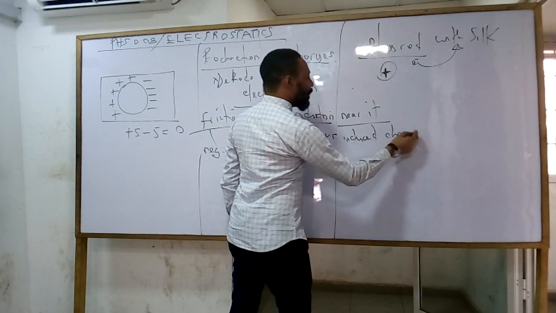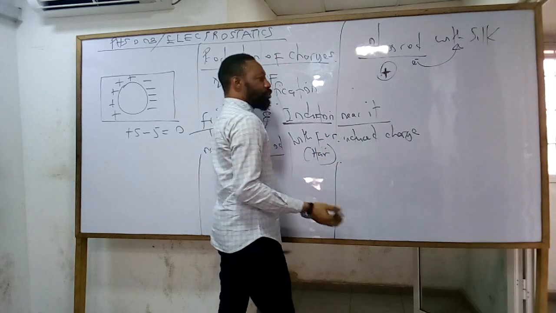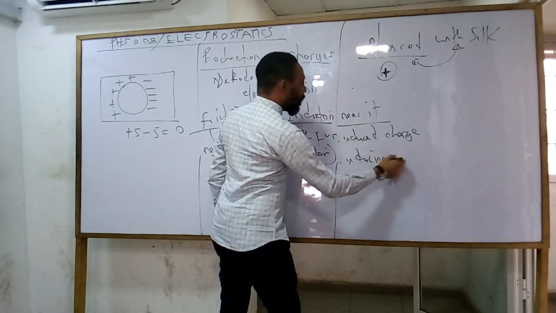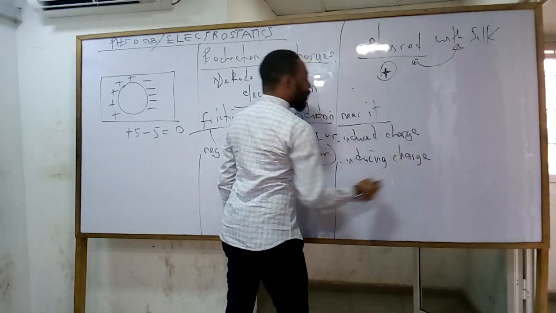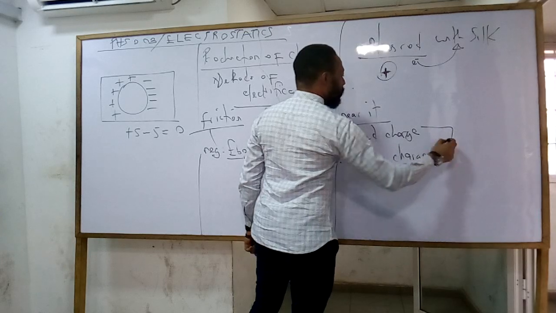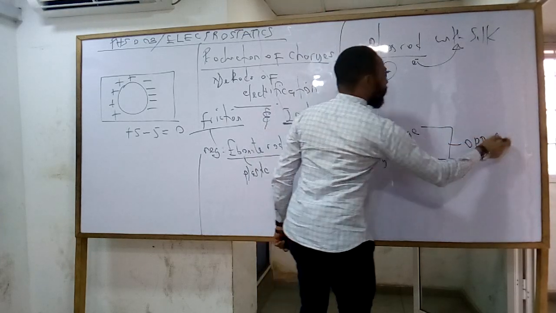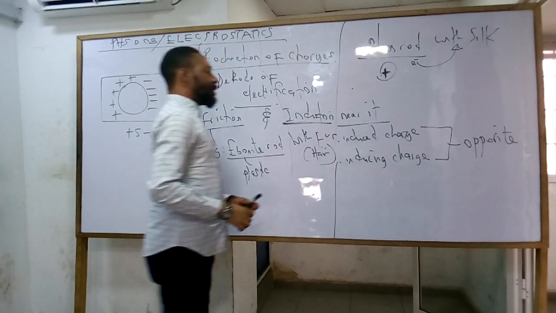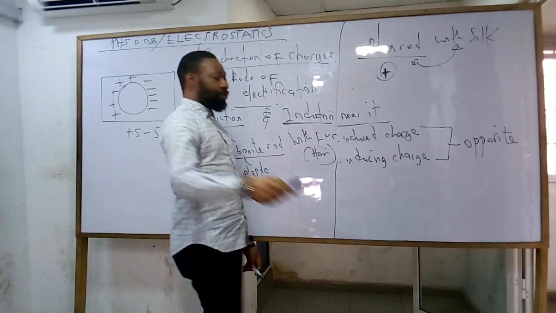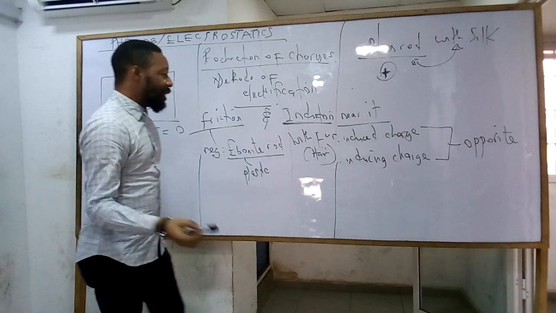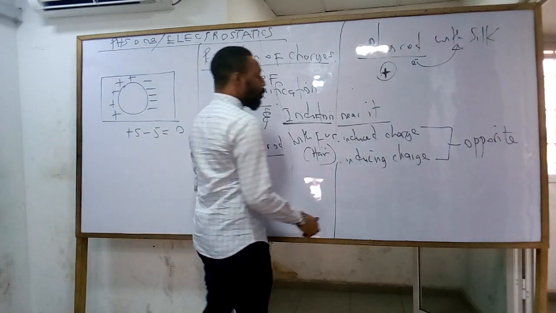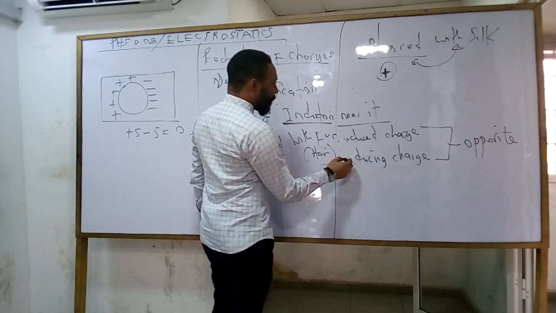The charge that you want to achieve on the body is the induced charge. The one you want to use to charge the body is the inducing charge. Don't forget that inducing and induced charges must be opposite charges. There is no way to charge a body positive by induction and your inducing charge also be positive; that would bring an opposite charge. So that is the concept of electrostatic induction.